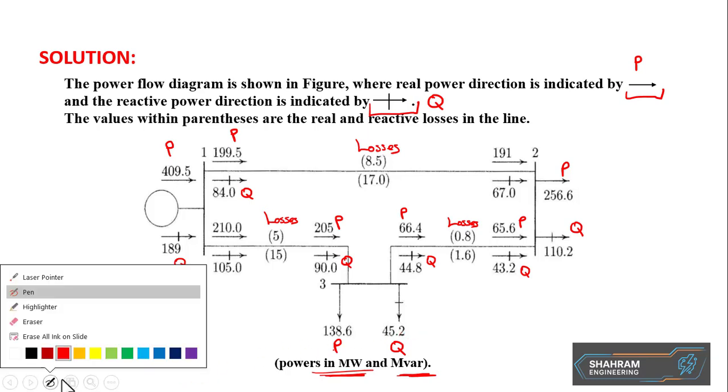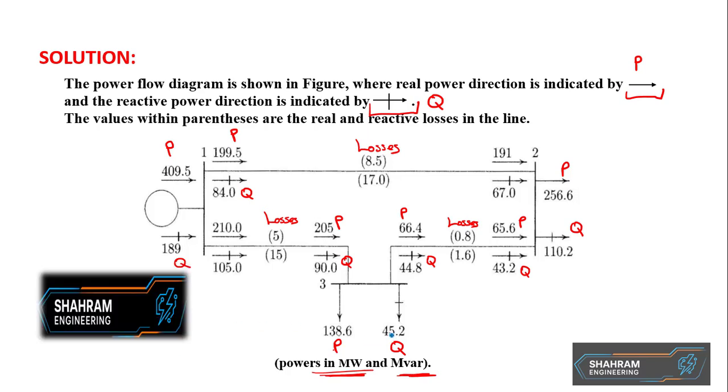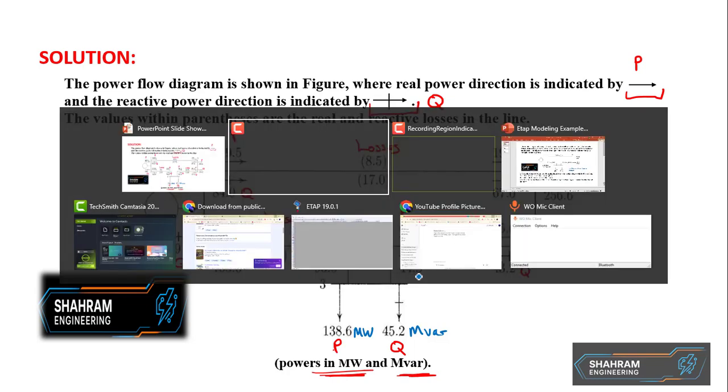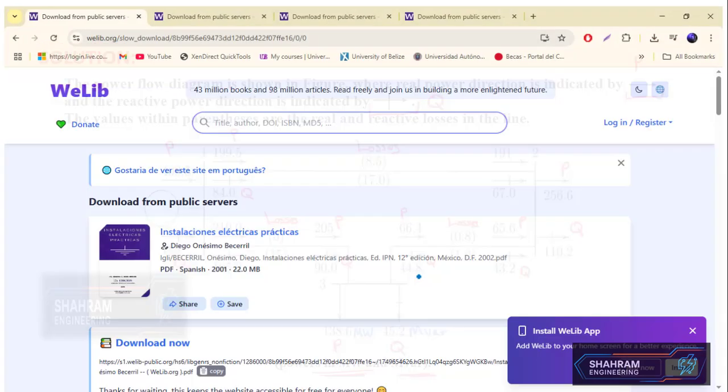So that means this is the unit here. Let me change the color of the ink. This is 45.2 megavar, and this one is megawatts, and so on, for everyone. So this is what we need to go and create in the ETAP software. Let us move on to the ETAP software.